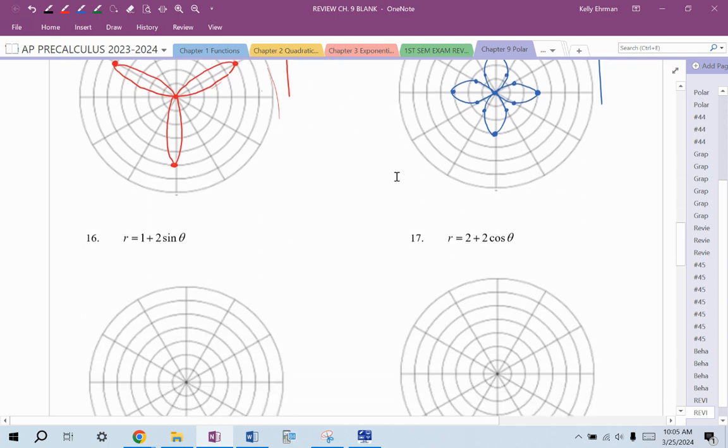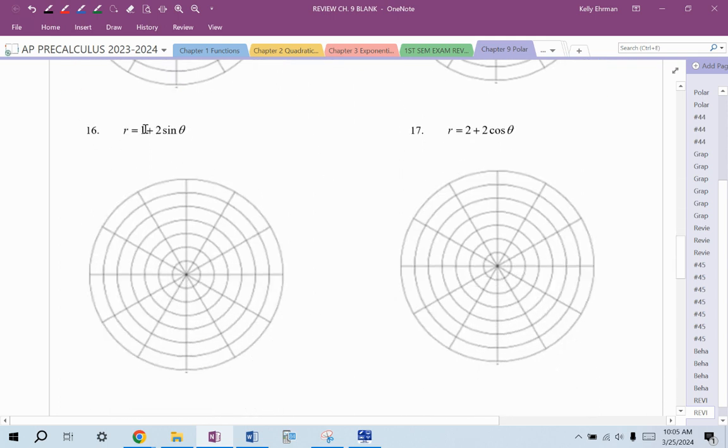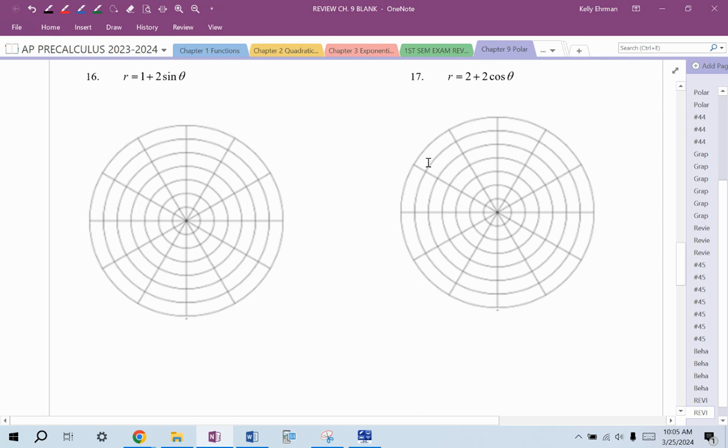If we don't have a rose curve, so if there's another number being added or subtracted in front of your sine or cosine function, then you've just got to make a table and go through. You should know that if you're plugging into sine, it's the non-quadrants and the pi over 6s that you need. And if you're plugging into cosine, it's the non-quadrants and the pi over 3s that you need. And we go from there. So I'm going to plug into theta, r equals 1 plus 2 sine theta.